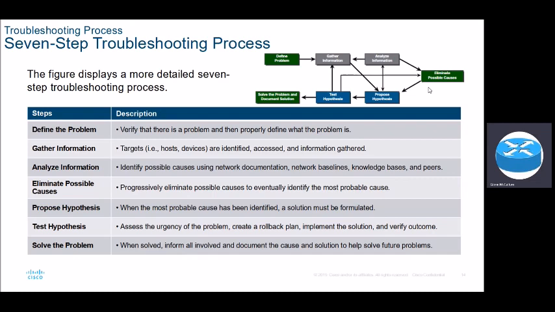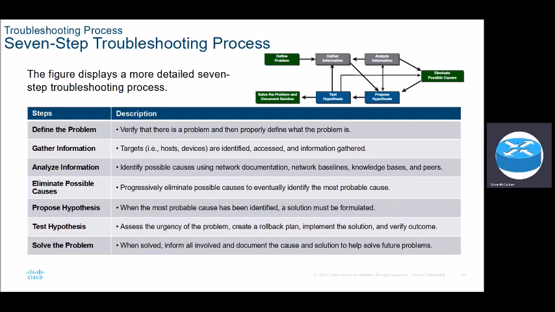The 7-step troubleshooting process. And so again, we've got a flow chart. We define the problem: verify that there is a problem and then properly define what the problem is. Then you gather information, so targets are identified, accessed and information gathered. You analyze the information that you've gathered, and from that you can identify possible causes using network documentation, baselines, knowledge bases and peers. You can progressively eliminate possible causes to eventually identify the most probable cause.